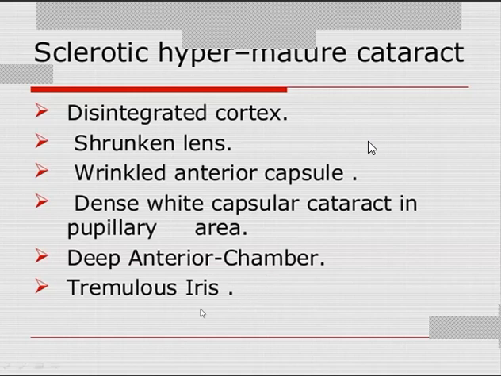There is a gap between the lens and the iris. So the tremulous iris is iris bombe, and the iris is freely mobile.